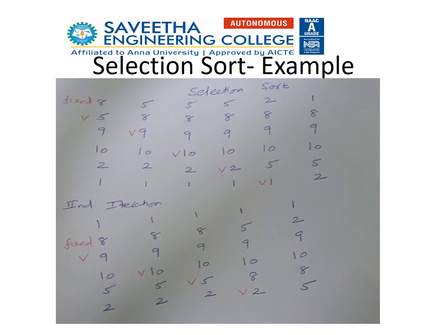In this example, as per the definition, the first element is fixed. It is taken in the vertical order 8, 5, 9, 10, 2, 1. So the first element is compared with all the remaining elements. First, 8 is compared with 5. It is not in the sorted order. We have to swap 5 and 8. Now 5 is fixed in the first position.